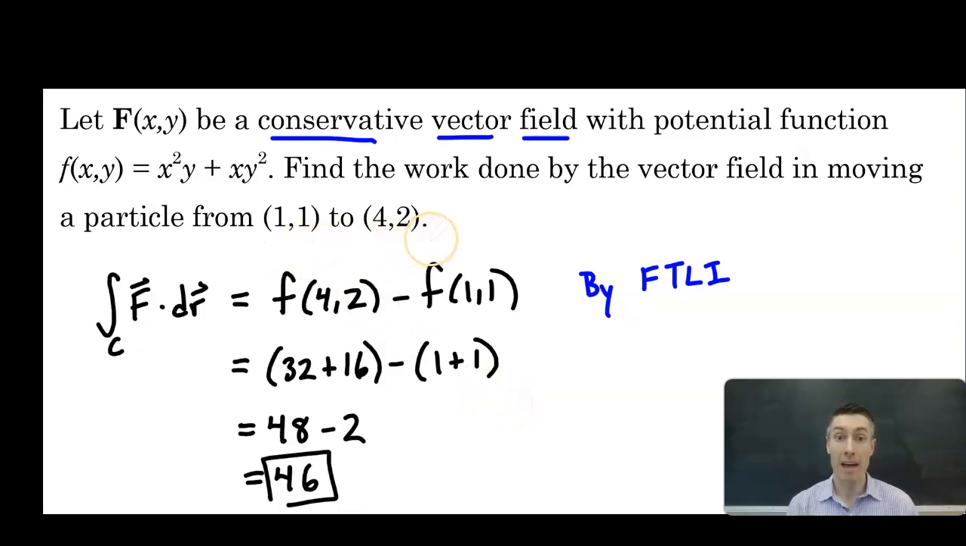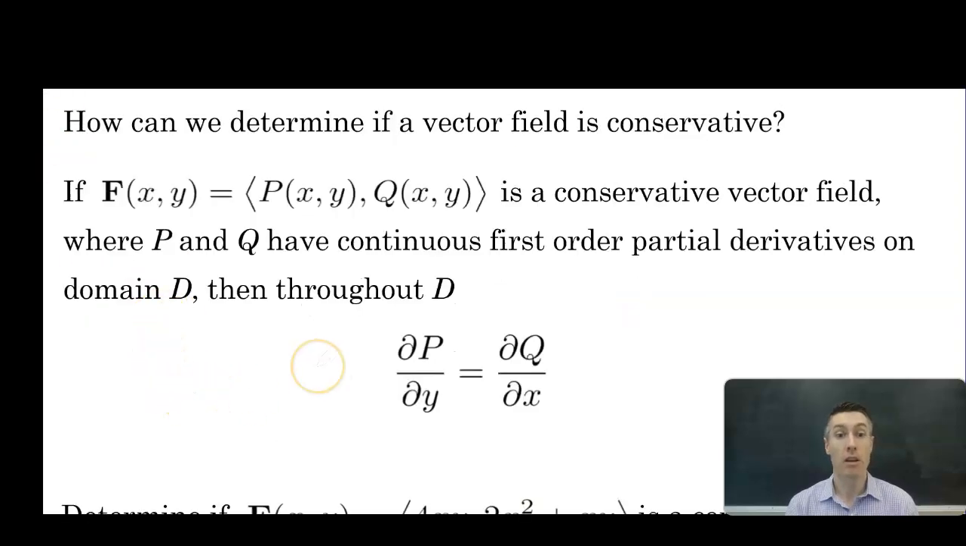And notice how the path didn't matter. They didn't tell us the curve connecting those two endpoints because ultimately any curve would give us the same work done. And that's the idea of path independence.